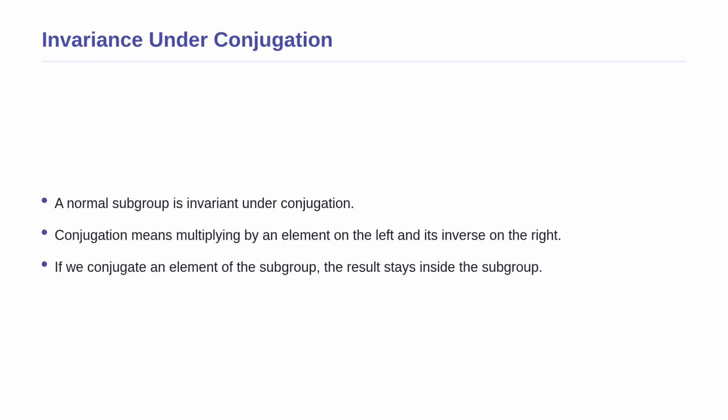Having calculated some actual commutator subgroups, we can now explore their deeper properties. A crucial property is that the commutator subgroup is always a normal subgroup.